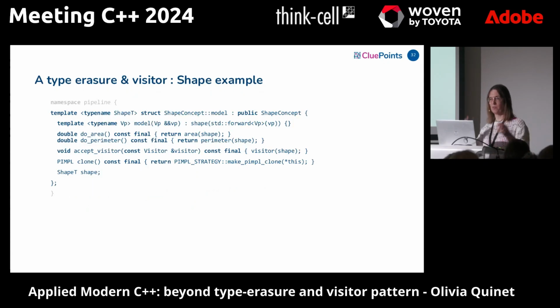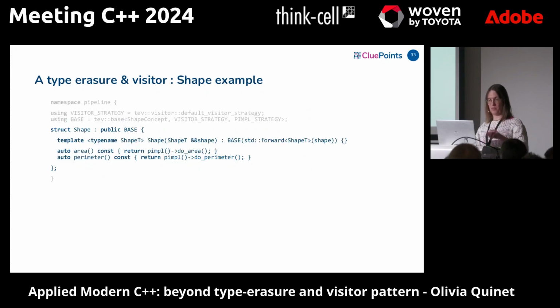So it's about the same thing. If you followed the talk from earlier, you will recognize the patterns. So we have everything here. And the clone is simply what we call the make pimpl clone of the pimpl strategy, and everything is hidden from the user. And now we can define shape by deriving from the base class that we saw before, where we pass the shape concept, the visitor strategy, and the pimpl strategy. And we define the interface error and parameter by calling the do error and do parameter of the pimpl. And that's it.